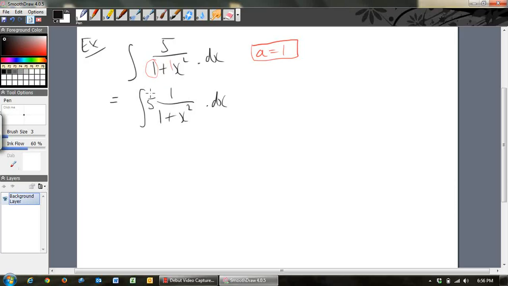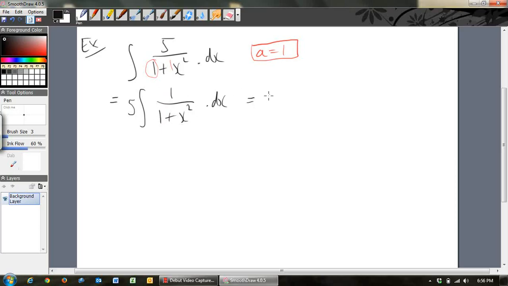That's fine. The other thing you can do is this 5 can go, because it's a constant, it's not part of the integral, it doesn't involve an x or anything like that. So that 5 could go outside of the integral sign. So what we can do is just do that. I'm going to put that 5 out the front like that. And so there we go.